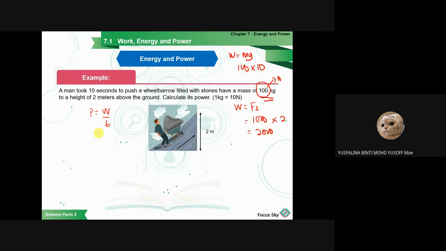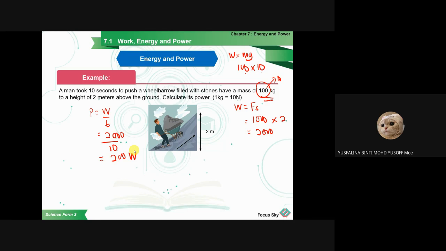Then you can use the formula, 2000 divided by the time, 10, should be 200 watt. Okay, very good. Yes, the answer is 200 watt. So that's how you use the formula.